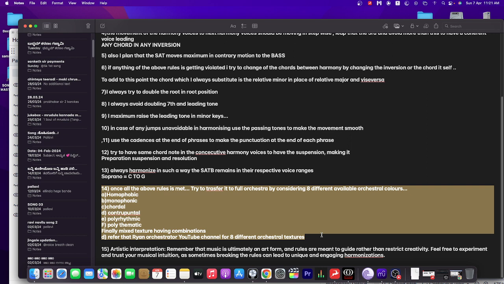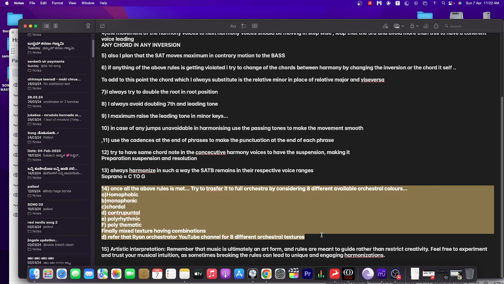Those are homophonic, monophonic, chordal texture, contrapuntal texture, polyrhythmic, polythematic. Here some 8 textures are there. There is one book also for that. I'll do a detailed video about these textures in the future. So just remember it as a rule now. When you're studying, you can go deep. As I said, I'm going to do different videos for all these 14 rules. I'll go very deep into this.